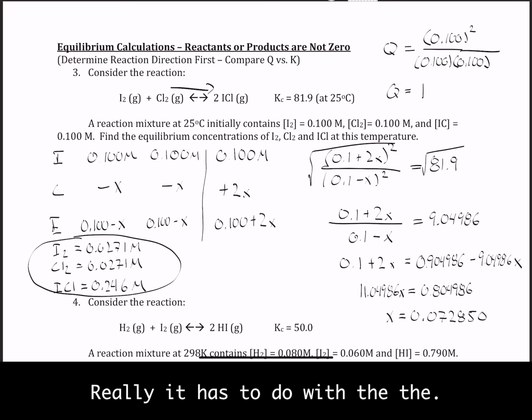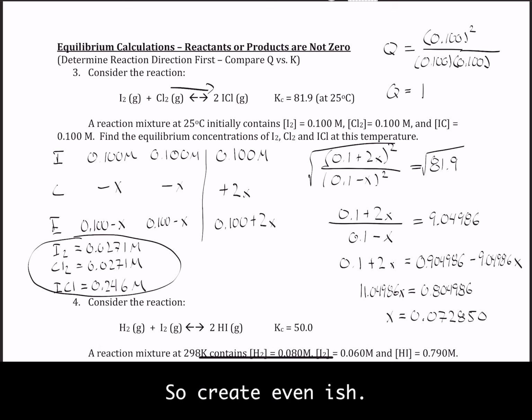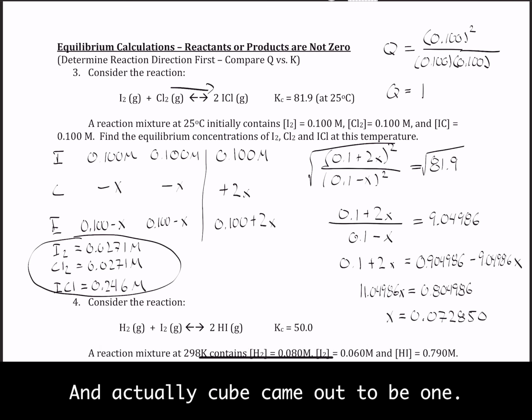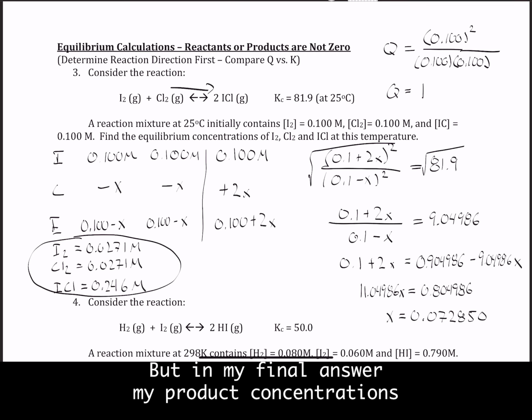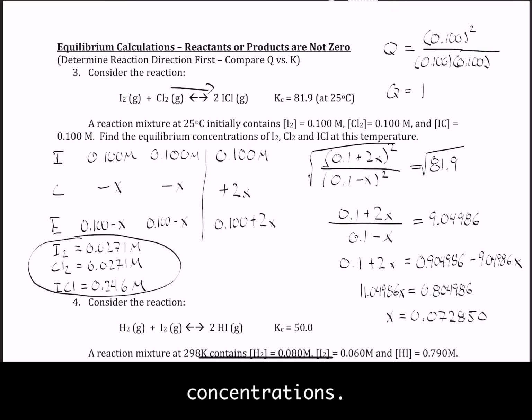Really it has to do with the ratio. So like here, if you look at the numbers we started with, everything was 0.1. So pretty even-ish. And actually Q came out to be 1, so the concentrations are the same. But in my final answer, my product concentration is a lot bigger, 10 times bigger than my reactant concentrations. And so our K is much bigger.